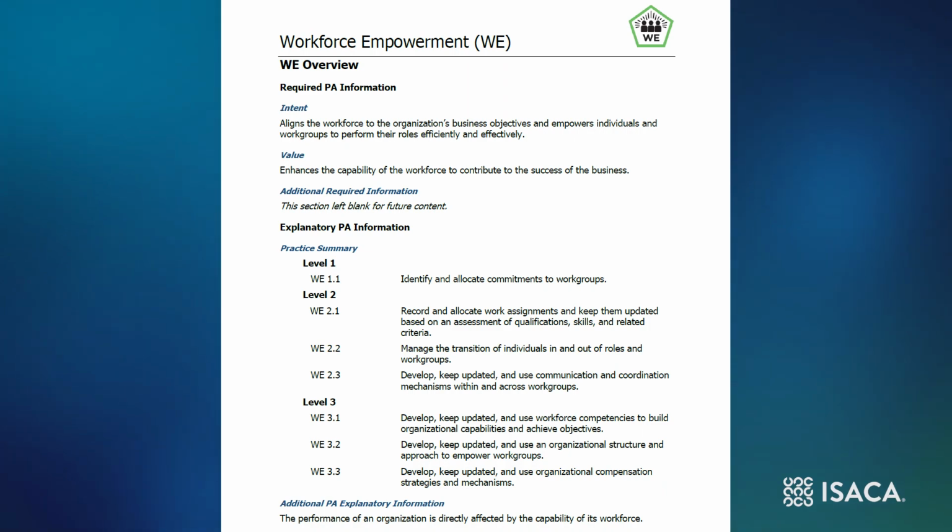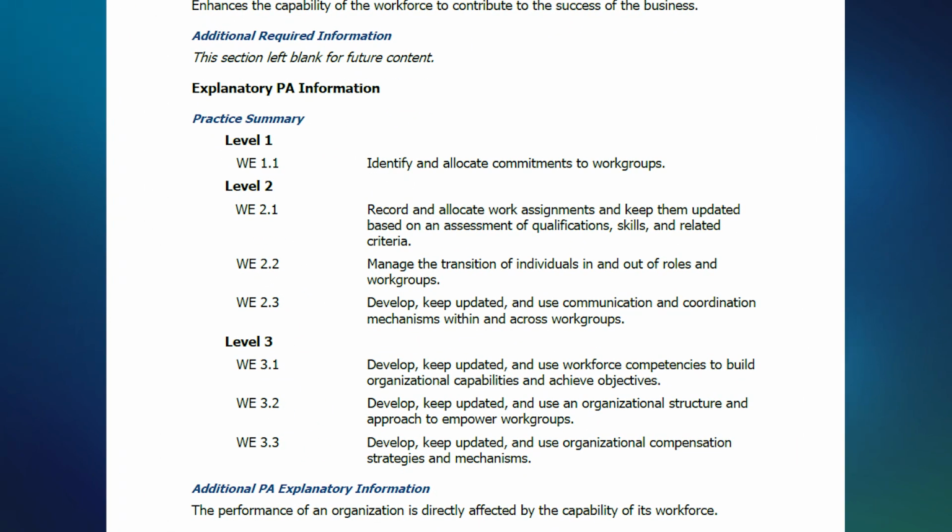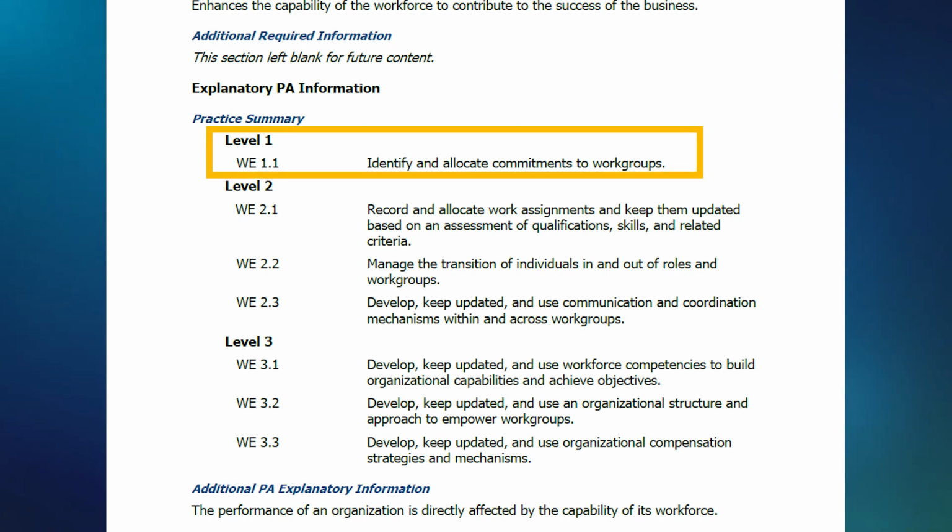Examining the practice summary table, a typical evolution in process capability is observed. Level 1 introduces a very basic level of capability. In workforce empowerment, this is about knowing what needs to be done and allocating people to do it.